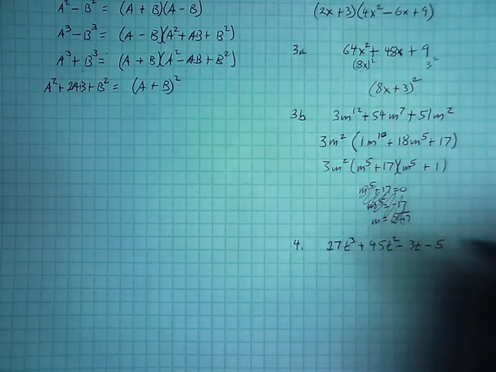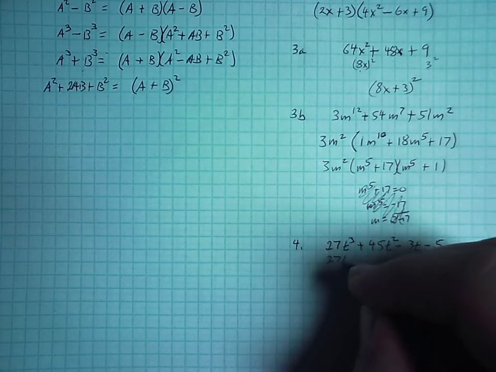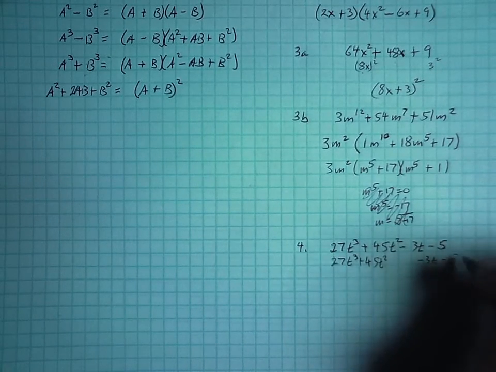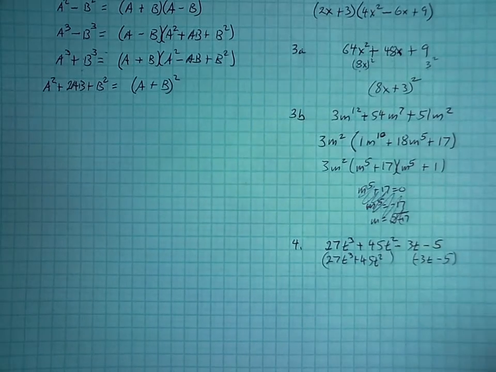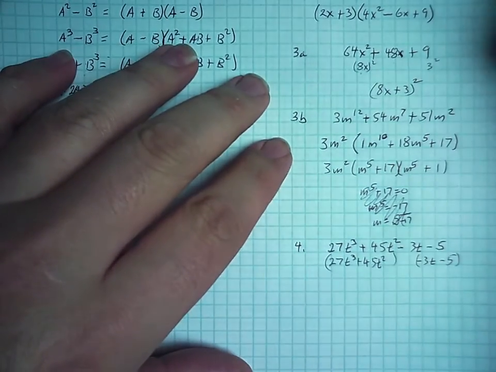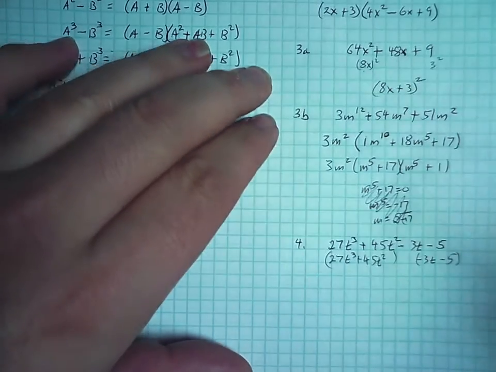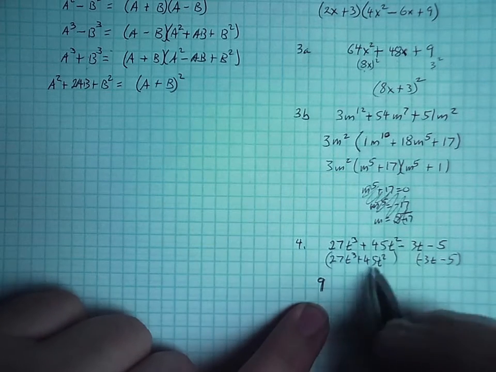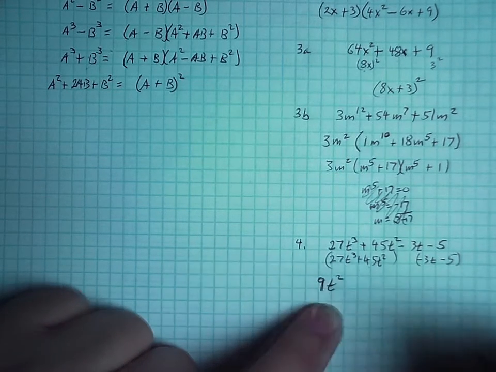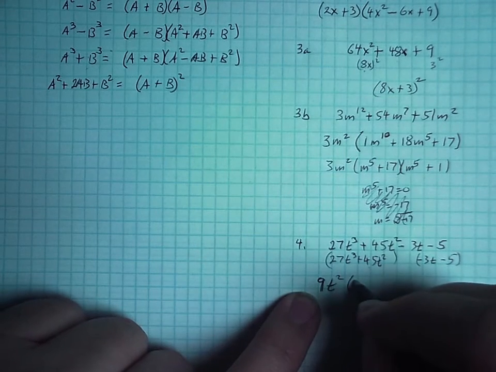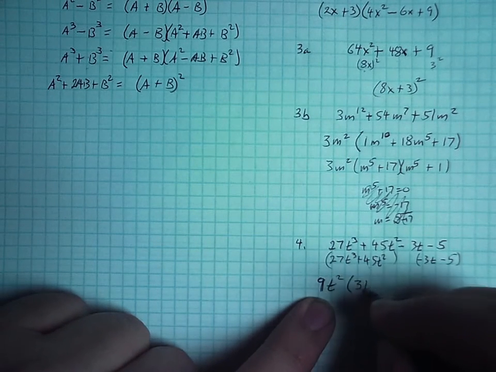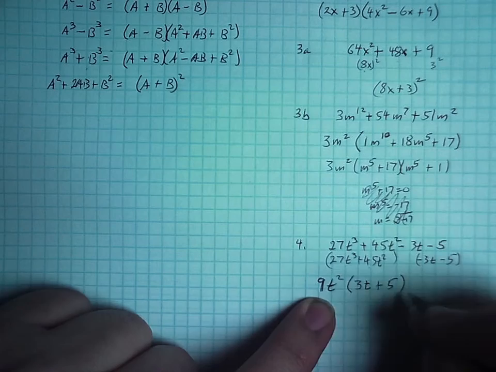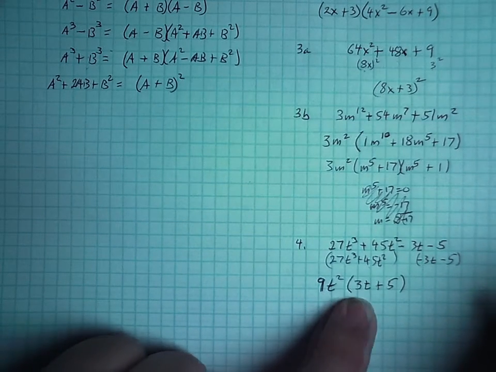And so what we do is we split it into 2 halves. We take the front two, 27t cubed plus 45t squared, and we take the back two, negative 3t minus 5. And we analyze them separately. We're looking for a greatest common factor in the front and a greatest common factor in the back. Here in the front, 27 and 45 are both multiples of 9, and they all have at least t squared. So 9 times 3 is 27, and t squared times t is t cubed. And 9 times 5, I don't need any more t's. So I've got 9t squared times 3t plus 5.